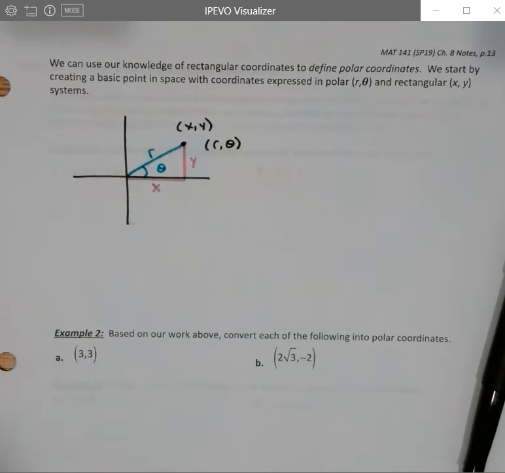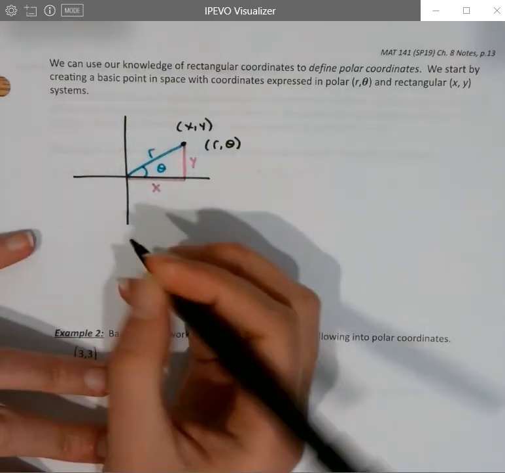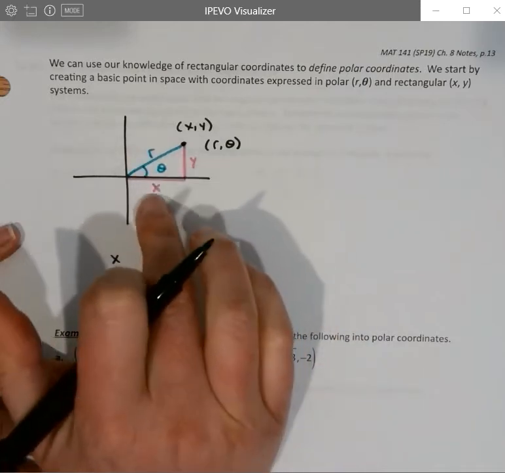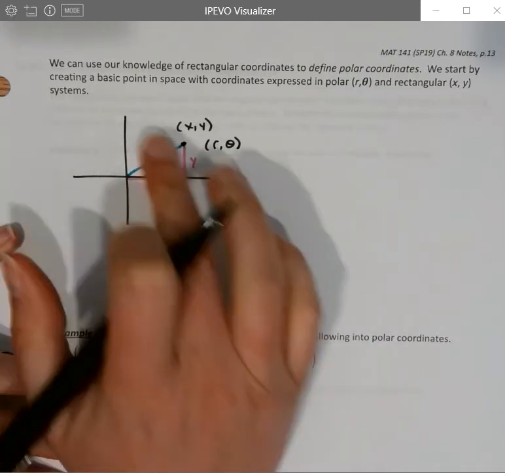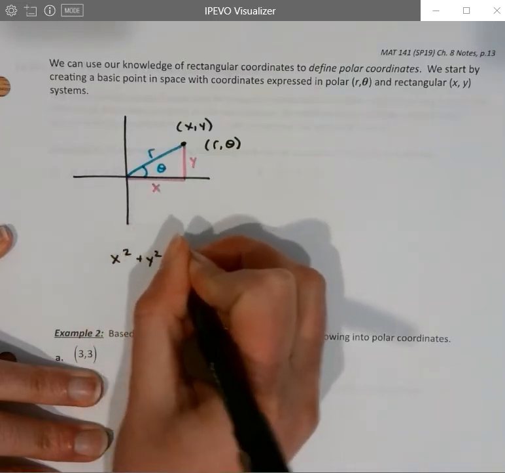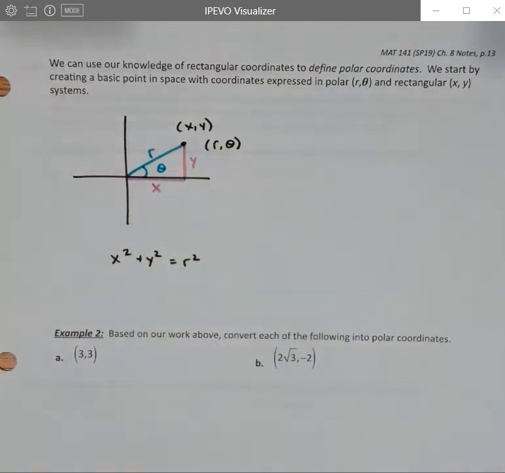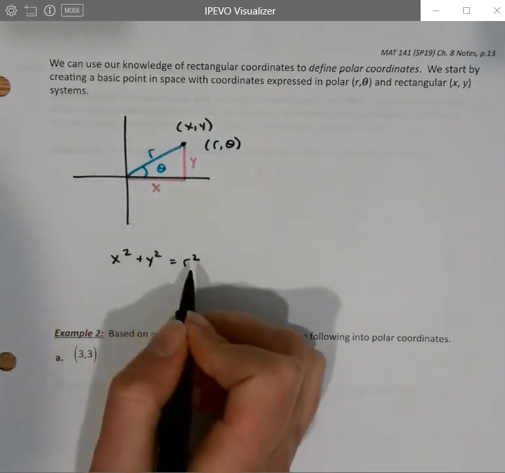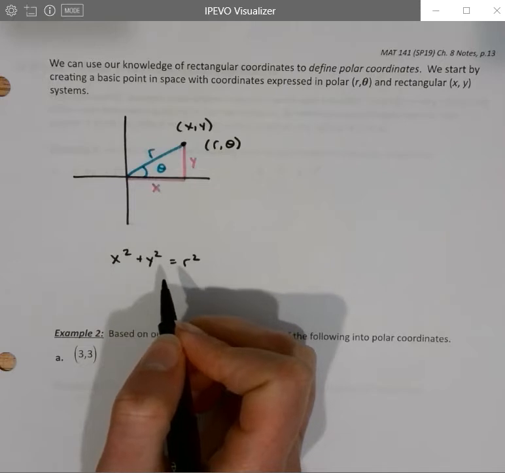And so I can use things I know about that right triangle to get a relationship between r, theta, x, y, etc. So one of the first things that we can define is that this is going to form the Pythagorean theorem. So x squared plus y squared equals r squared. That can be used if you have the x and y values to find the r values. That can be used when I convert between polar and rectangular.